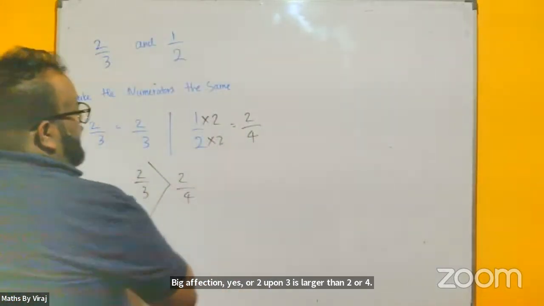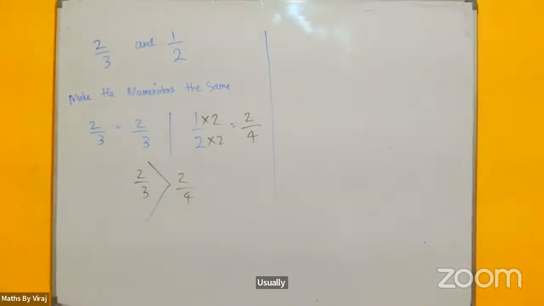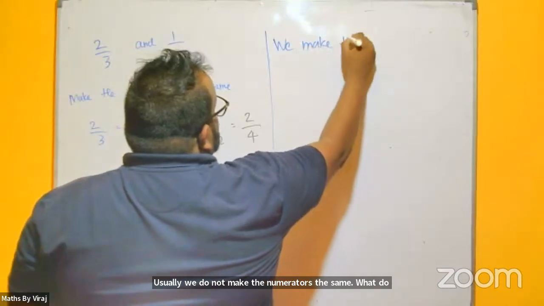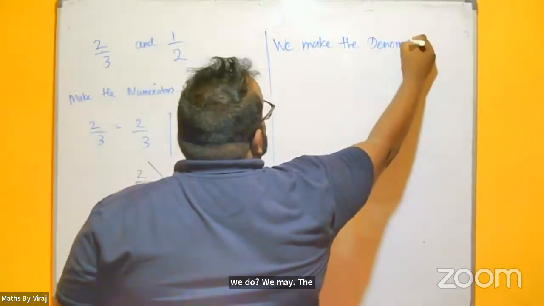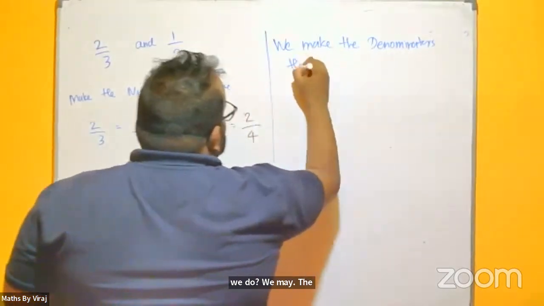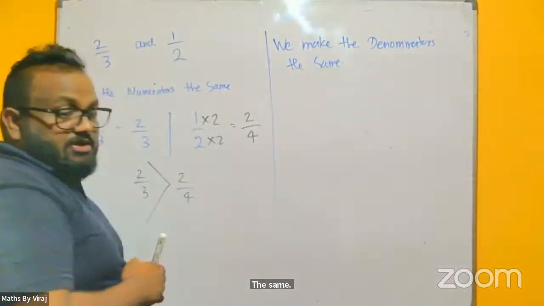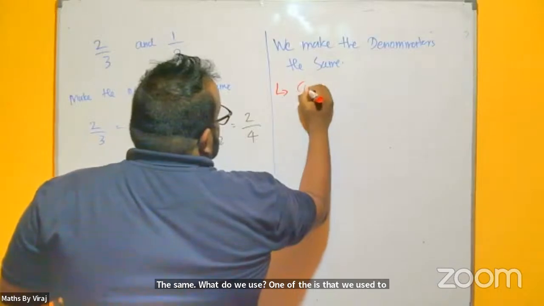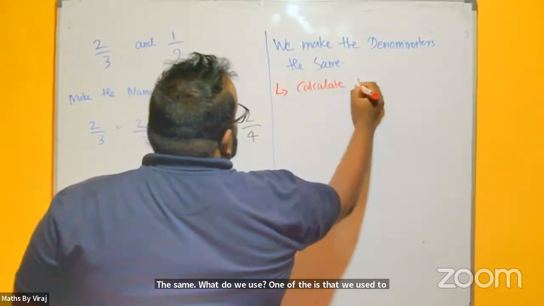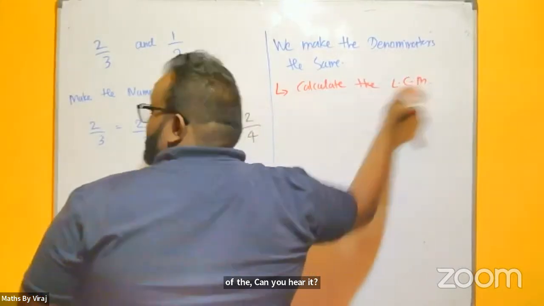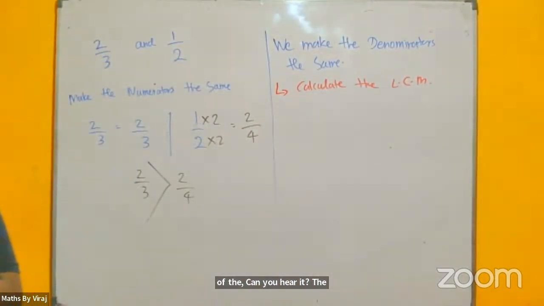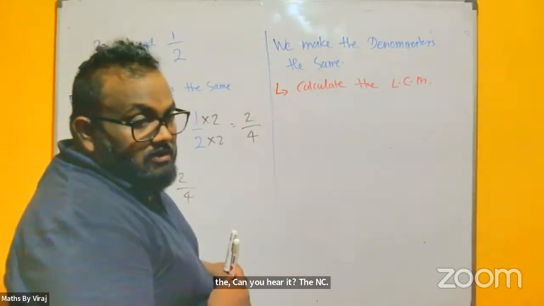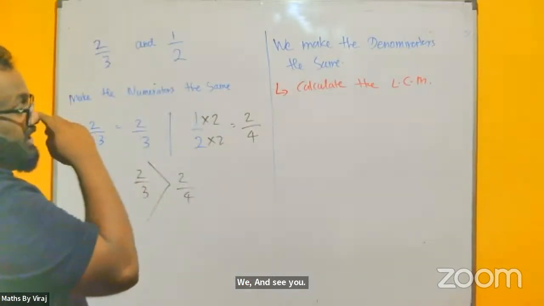But usually we do not make the numerators the same. What do we do? We make the denominators the same. What is the methodology that we use to make the denominators the same? We calculate the LCM. We calculate the what, children? LCM. Right? We calculate the LCM.